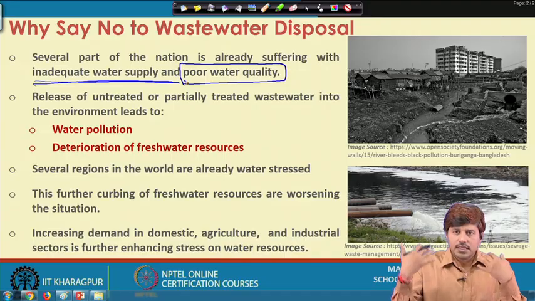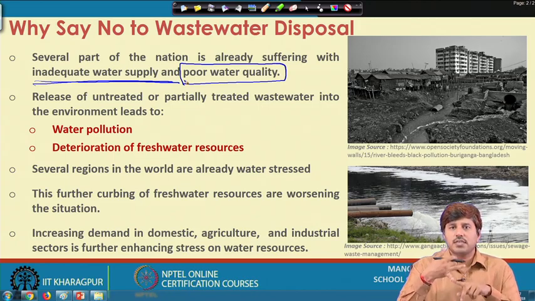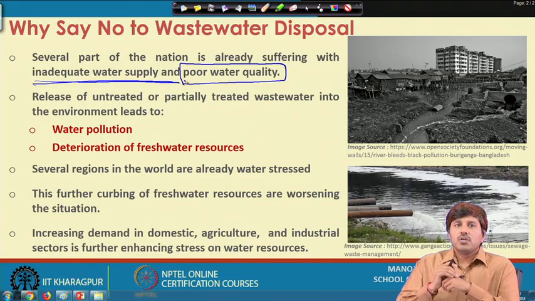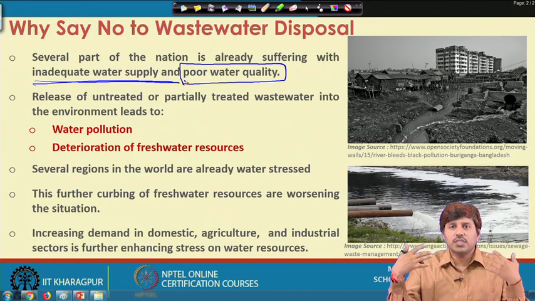Supply, we are not essentially saying for the domestic purpose. Supply means fulfilling the water requirements of all different sectors, which includes the industrial sector, municipal sector, agricultural sector, and to some extent the environmental and recreational sector as well. So, that is the kind of conditions which exist.